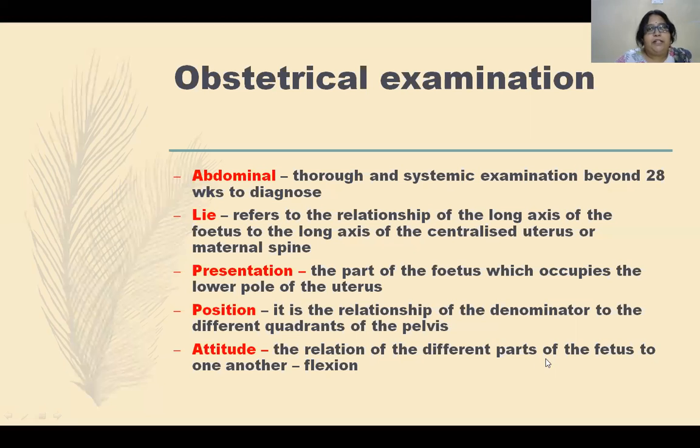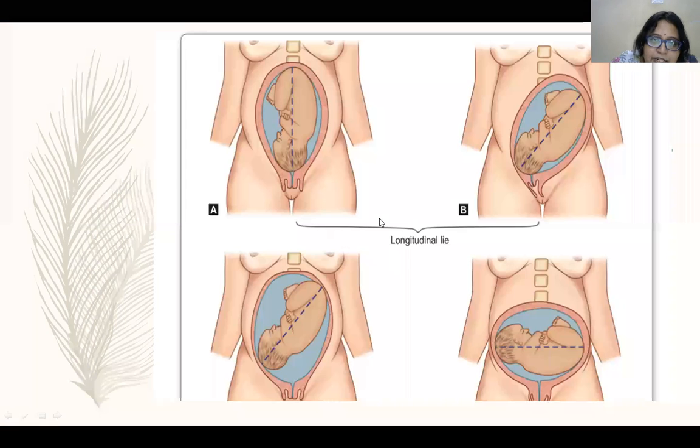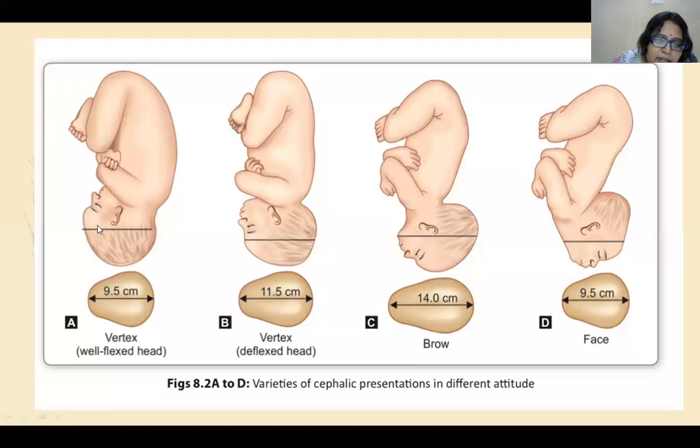Next, what is presentation? Presentation is the part of the fetus which will occupy the lower pole of the uterus. See, this is cephalic presentation where this part will occupy the lower pole of the uterus. Even in cephalic presentation, there are various varieties of cephalic presentations. Here, it is a completely flexed head, so it is a vertex presentation. Here it is a vertex presentation, but it is a deflexed head.